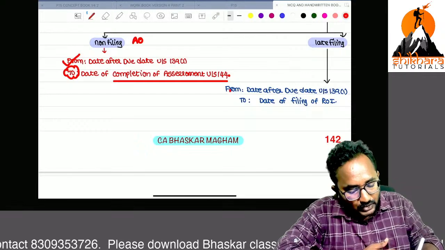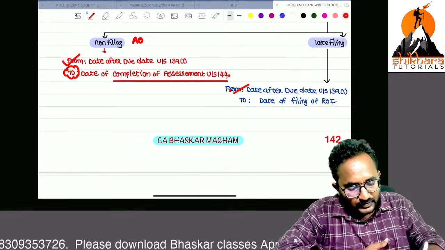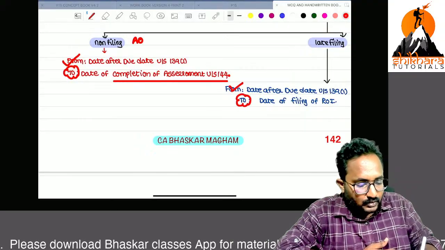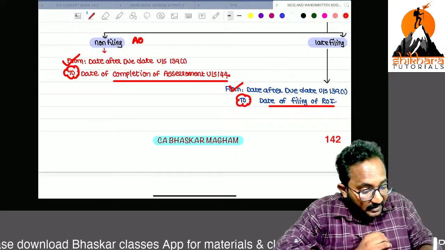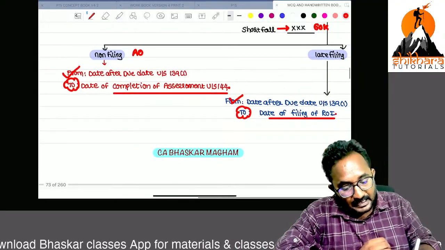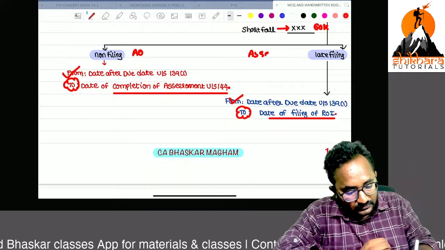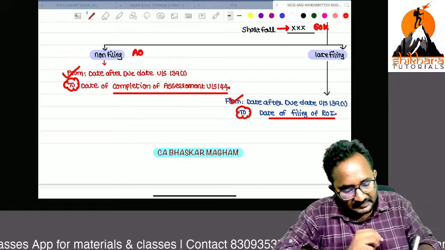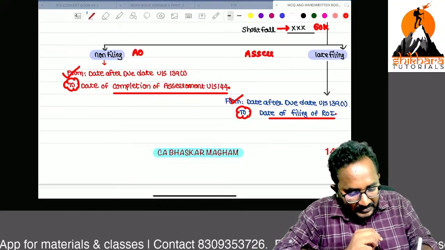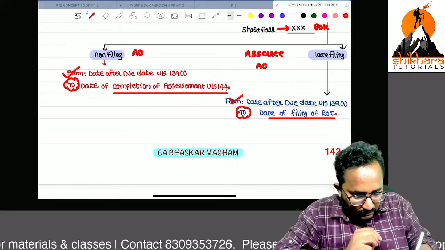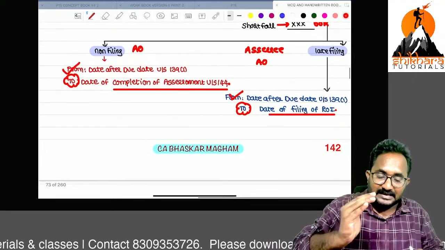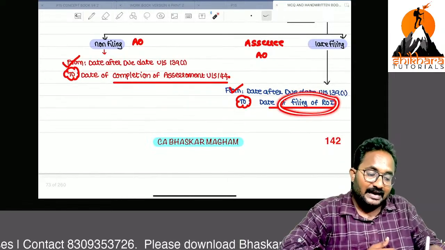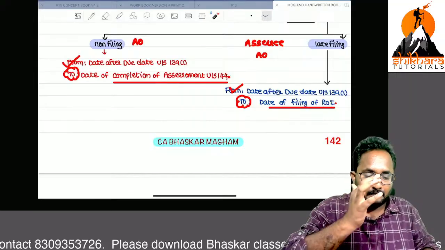Next day after the due date to date of filing of return of income, because whether it is computed by the SSE or computed by the AO, in both cases we have to take the same period: the next day after the due date to the date of filing of return of income. Are you clear up to now?